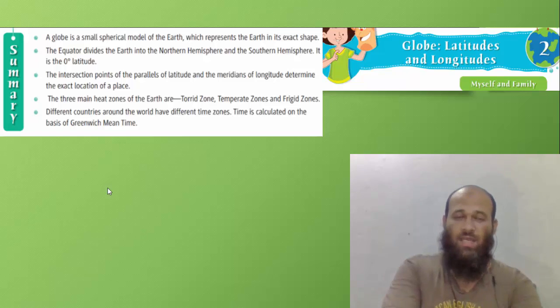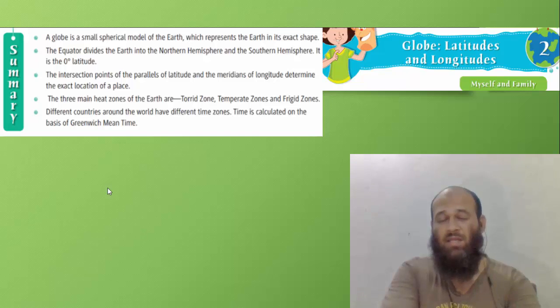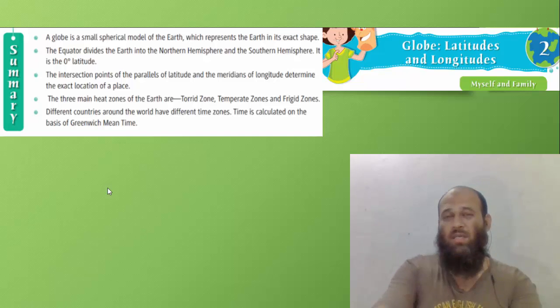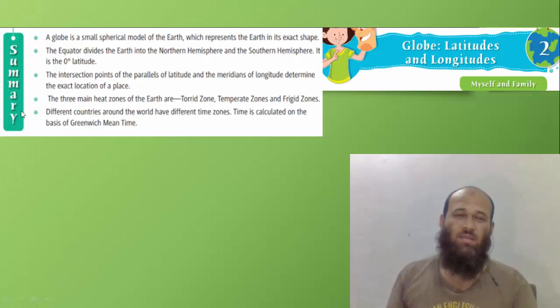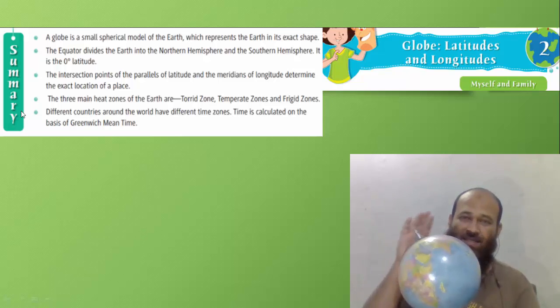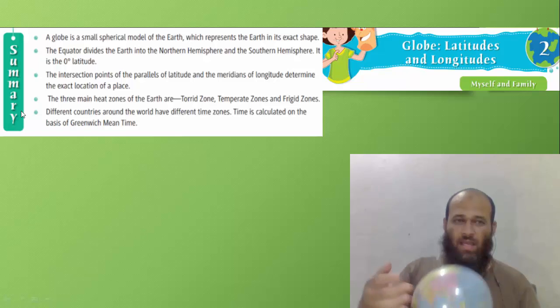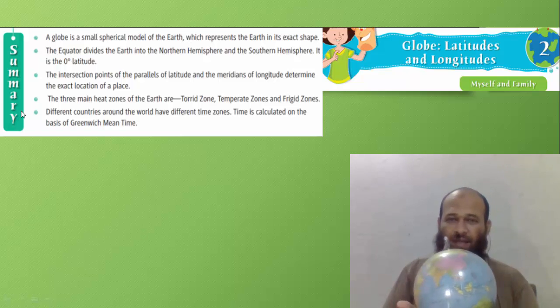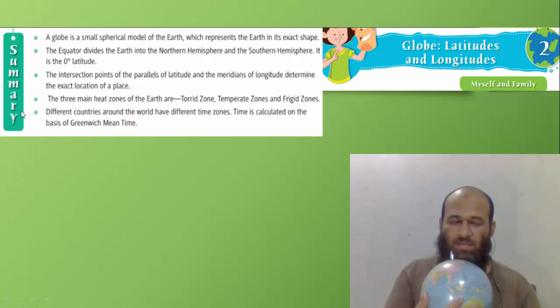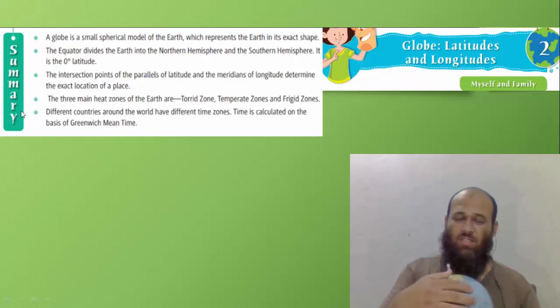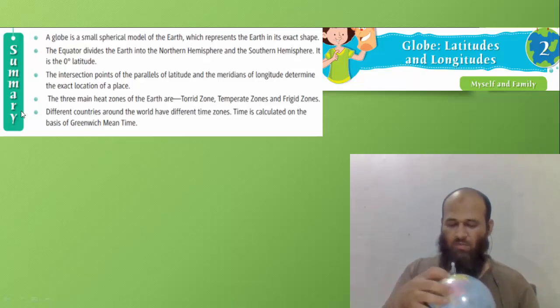This brings us to the end of this lesson. Allahu Akbar. What a beautiful lesson about our earth and how it has already been told in the Quran itself. A globe is a small spherical model of the earth which represents the earth in its exact shape. Equator divides the earth into northern and southern hemisphere. Equator is given as 0 degrees. The intersection point of the parallels of latitude and meridians of longitude determine the exact location of the place.